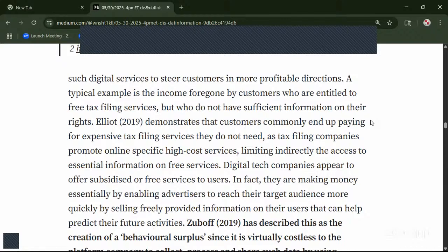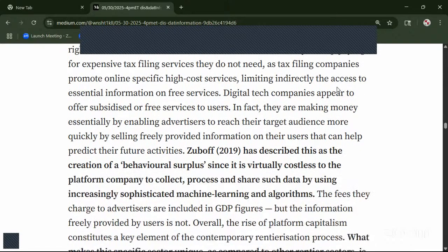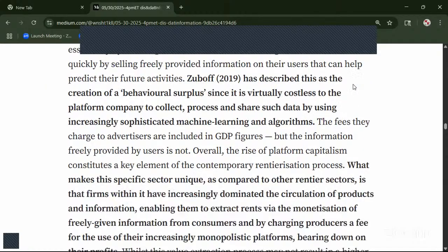Digital tech companies appear to offer subsidized or free services to users. In fact, they are making money essentially by enabling advertisers to reach their target audience more quickly by selling freely provided information on their users that can help predict their future activities. See Zuboff in 2019, who has described this as the creation of a behavioral surplus, since it is virtually costless to the platform company to collect, process, and share such data by using increasingly sophisticated machine learning and algorithms. The fees they charge to advertisers are included in GDP figures, but the information freely provided by users is not.